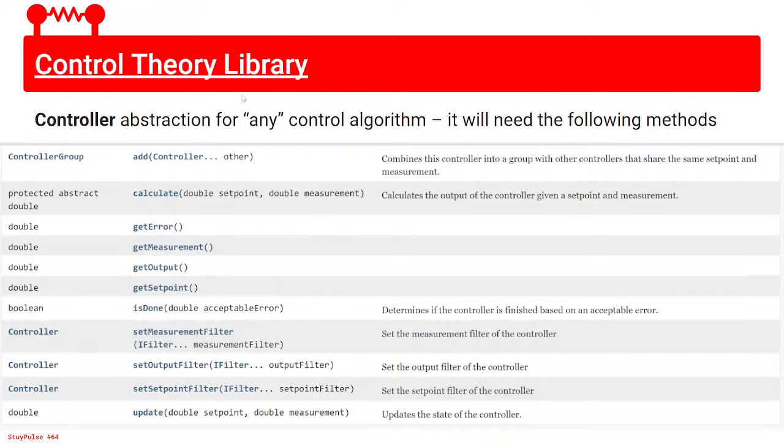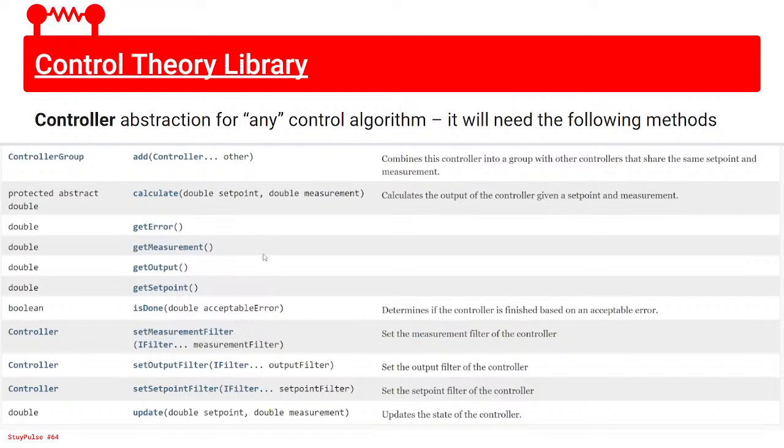So here we see several important methods. There's update, which takes in the set point and takes in the measurement. If you can see my cursor at the bottom, that will return the voltage that you can feed to a motor. And it'll update the state of the controller.